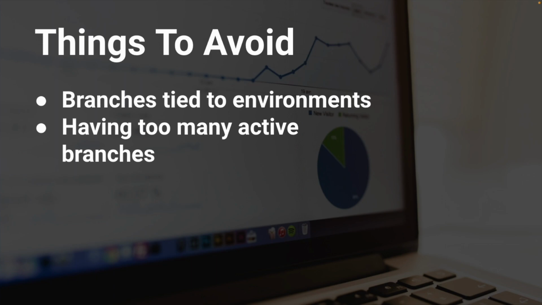So it will be much easier for them to fork out a new branch for doing any feature development or a bug fix. And keeping all those active branches in sync is very important. So the lesser the number of active branches, the easier it is to keep them in sync.